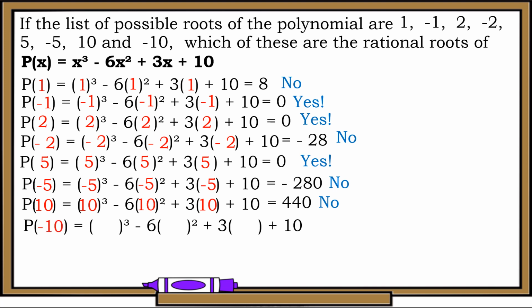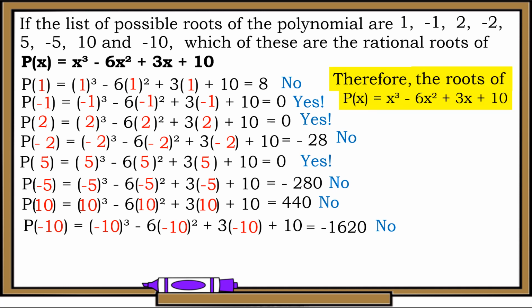Yung huling possible roots natin ay negative 10. So, negative 10 cubed minus 6 times negative 10 squared plus 3 times negative 10 plus 10 equals negative 1,620. So, no. So, ibig sabihin, tatlo lang yung nakuha nating zeros ng polynomial. Therefore, the roots of P of x equals x cubed minus 6x squared plus 3x plus 10 are negative 1, 2, and 5. These are the answer.